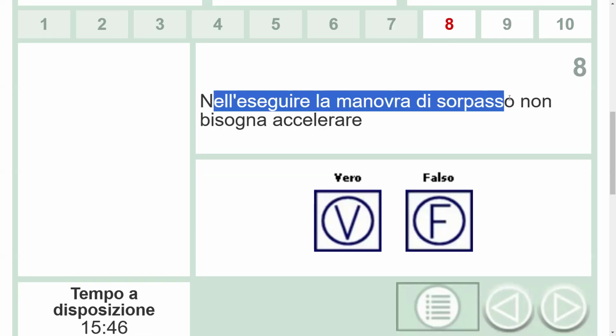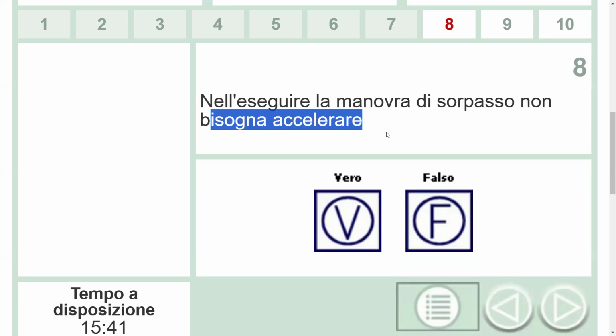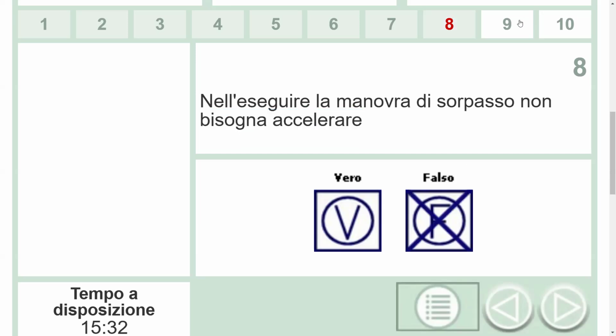Nell'eseguire la manovra di sorpasso, in order to do the overtaking, non bisogna accelerare. So you should not accelerate. How will you overtake with your hands tied? You want to overtake, but you can't accelerate. So that obviously is not possible, that you can't accelerate if you're overtaking.